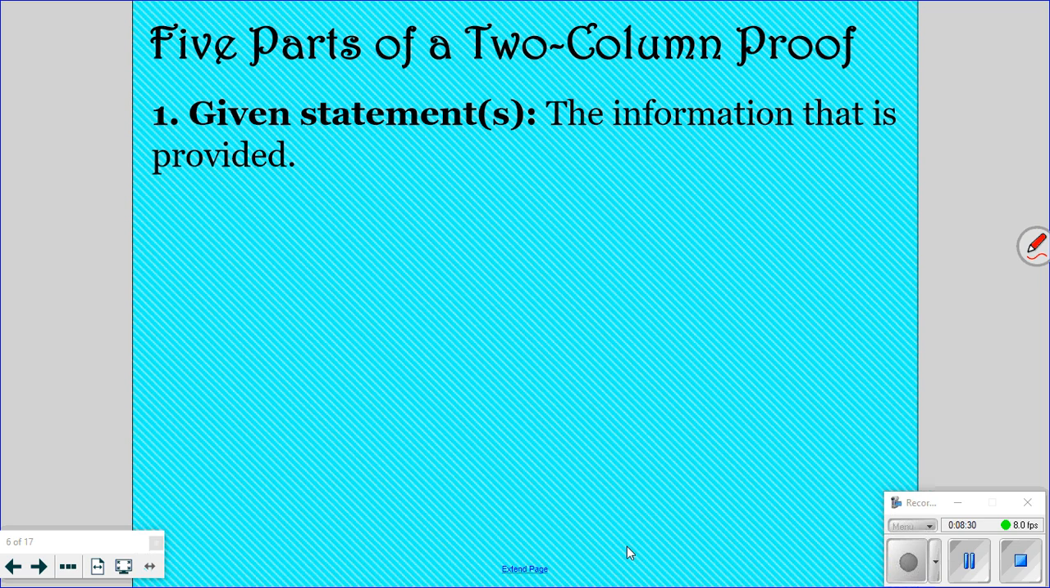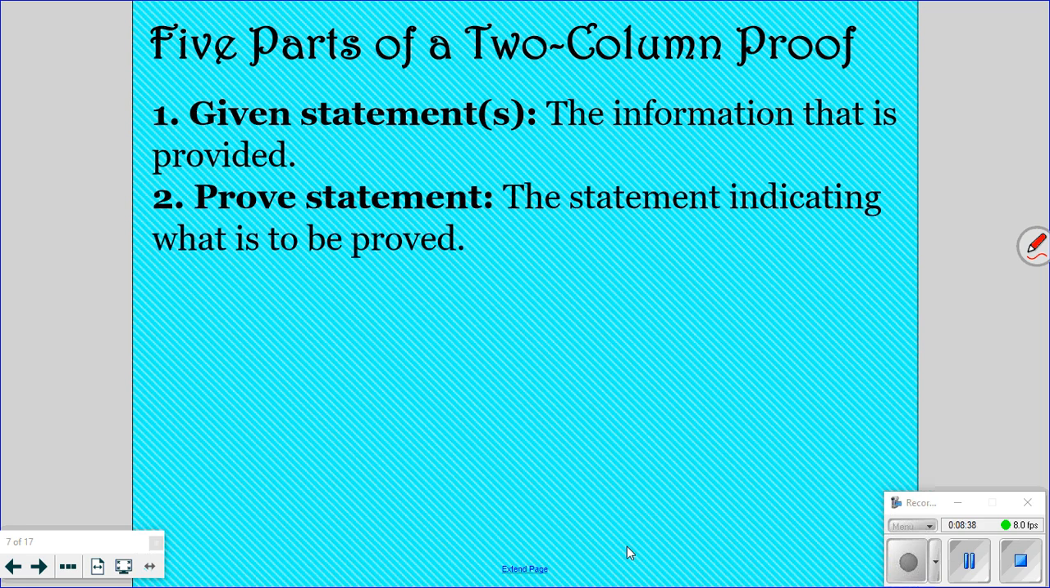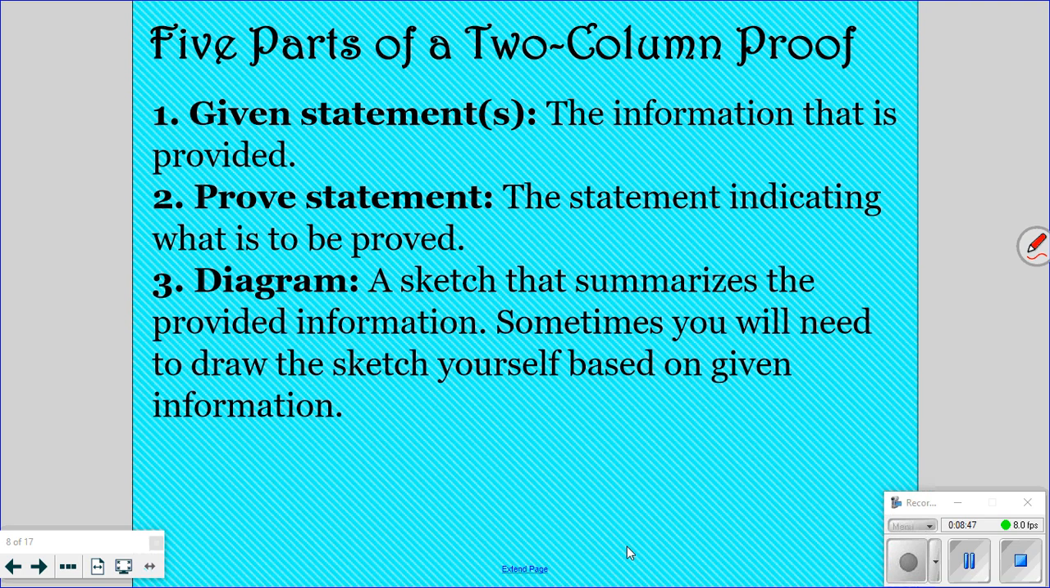So now we're going to look at the parts of a two-column proof. The first part is going to be your given statements. That's the information that's provided. You're also going to have a prove statement, and that's what you are trying to prove whenever you finish your proof. You're going to have a diagram, and that's usually a sketch that summarizes information. Sometimes you have to draw the diagram yourself based on the information they give you. It just depends on the problem. Sometimes they give you a diagram and sometimes they don't.